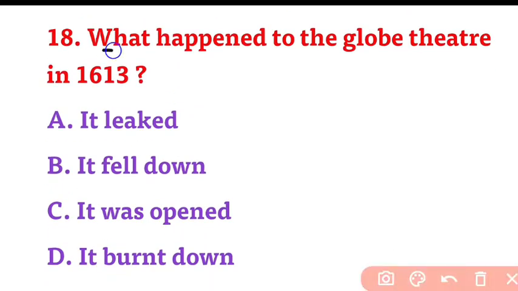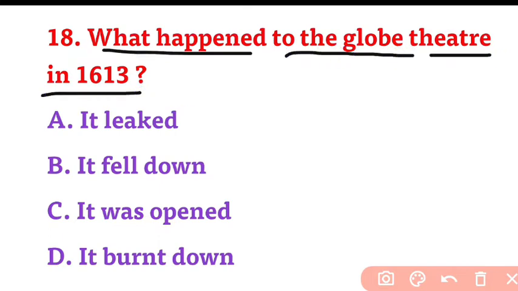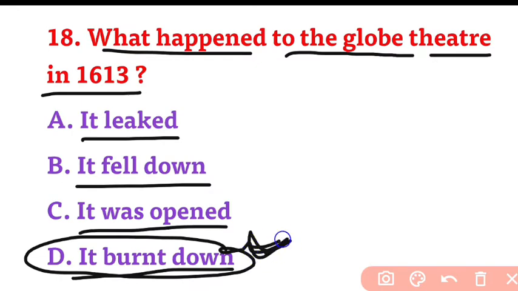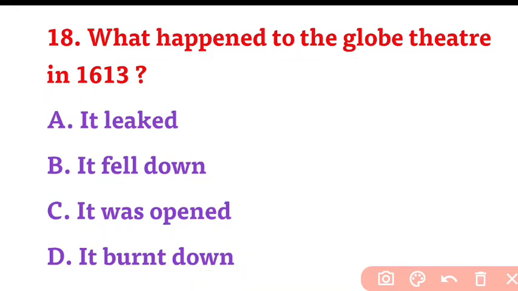Question number 18. What happened to the Globe Theatre in 1613? It leaked, it fell down, it was opened, it burned down. What will be the answer? The answer will be it burned down. Isme theater mein aag lag gayi thi.